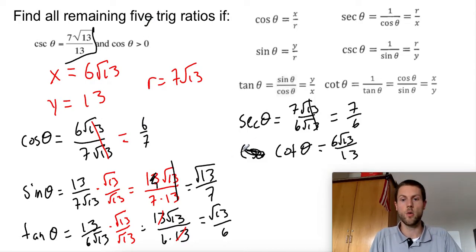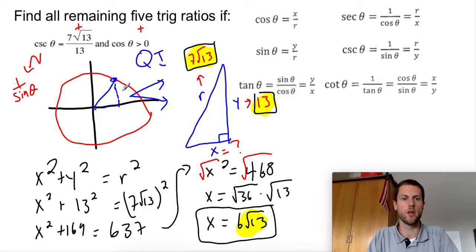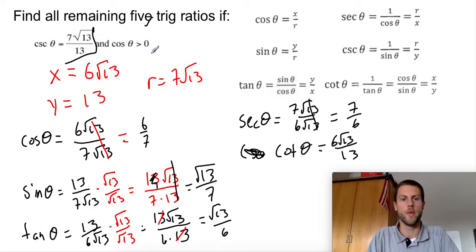So it seems like a lot of work, but really the grunt work was figuring out what this x value was equal to. Once we found that x value by solving our Pythagorean triangle, our right triangle, we basically just plugged stuff in and found those other 5 ratios.